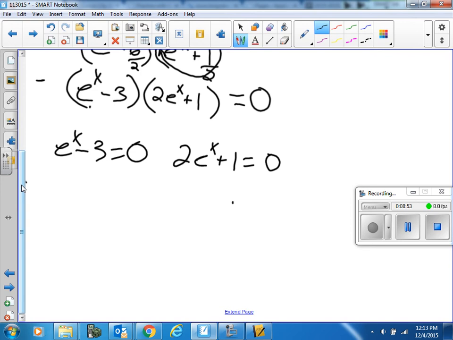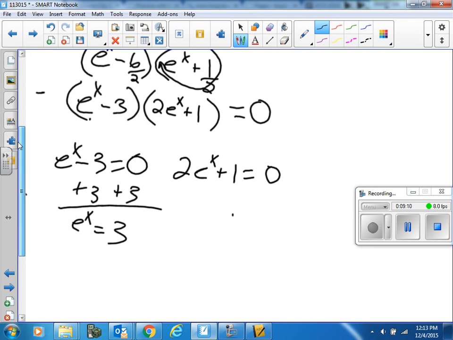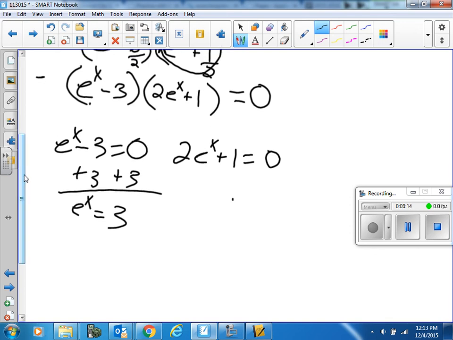All right. So now we do this. We have plus 3 plus 3. So e to the x equals 3. Did you do this one? Mm-hmm. No, I got e to the x is 6. Because you didn't divide? Yes, I didn't write the 3 after I divided.